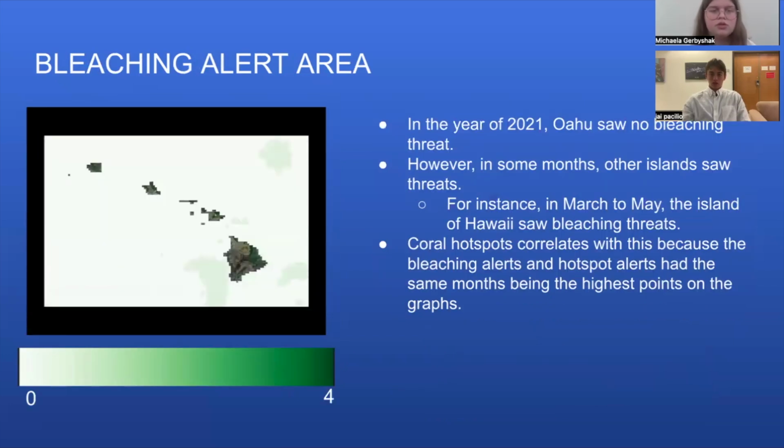This video shows bleaching alert areas. In the year of 2021, Oahu saw no bleaching threat. However, in some months, other islands saw threats. For instance, in March to May, the island of Hawaii saw bleaching threats, same with other islands. Coral hotspots correlates with this because the bleaching alerts and hotspot alerts had the same months being the highest points on their graphs.